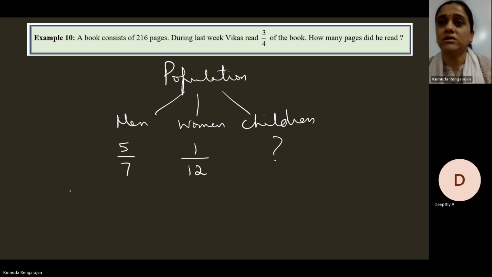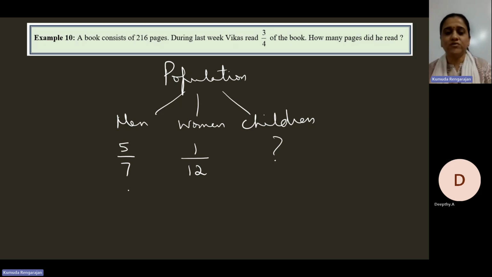How much? 17. 35? Huh? How 35? 7 and 12, what's the common denominator? No. See, what should you do?